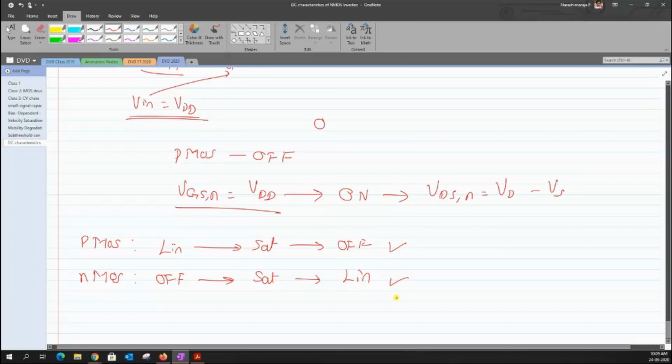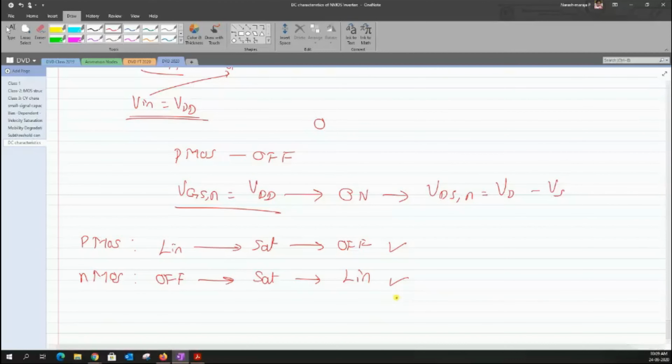Sir, in the step where both are in saturation, will the output be floating? The output will not float.